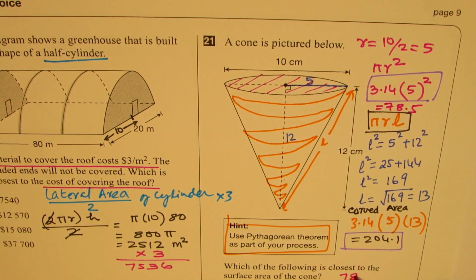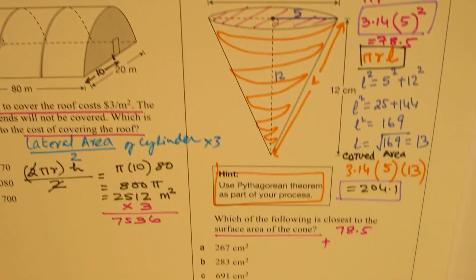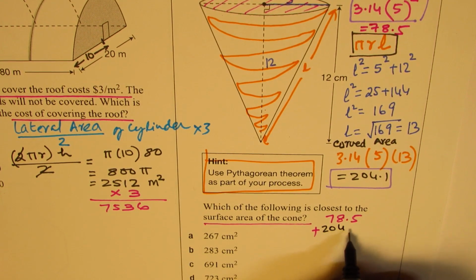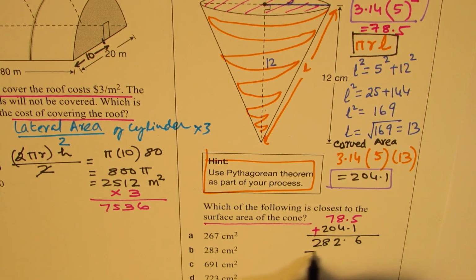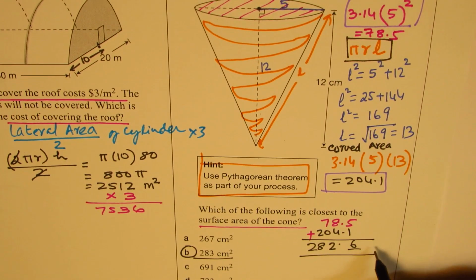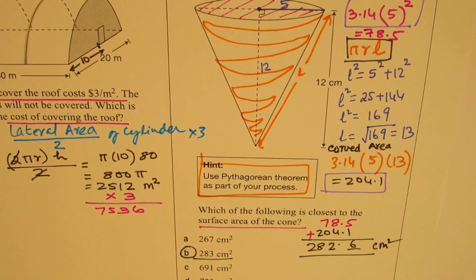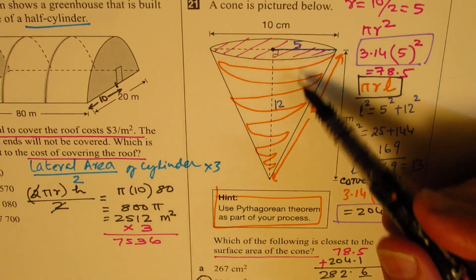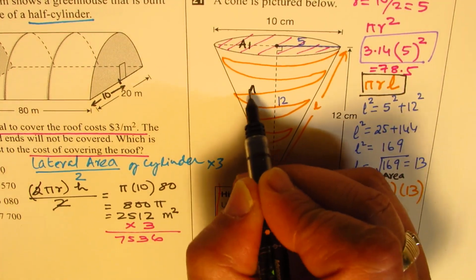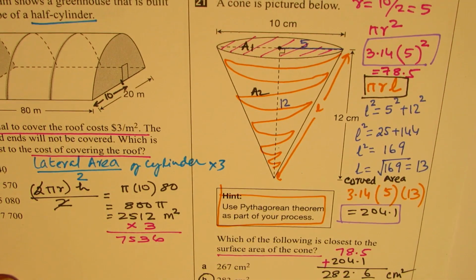So we get 78.5 plus 204.1. So we get 282.6. So B is the right option, which is 283 centimeters square. Is that clear to you? So that is how we are going to do. So basically, we have to add the area of the circle and the lateral area, correct? Both the areas. So this is our area 1, this is area 2. When you add them up, you get your answer.